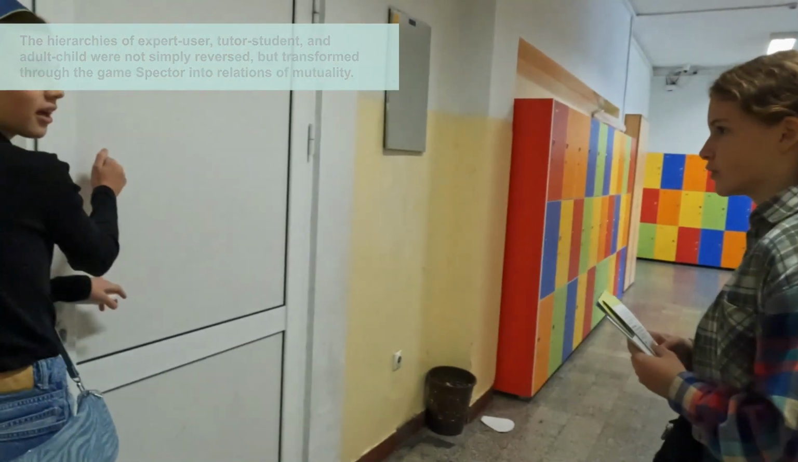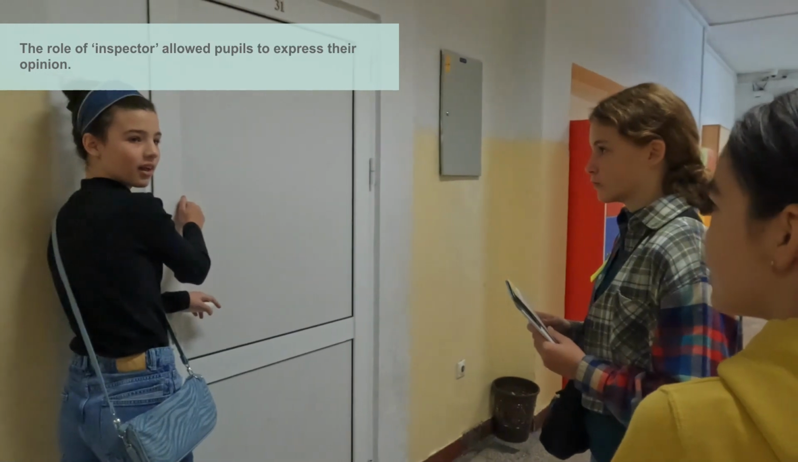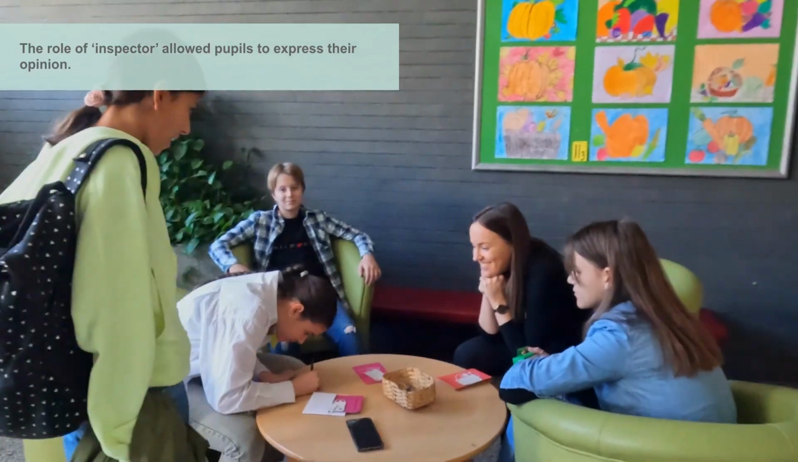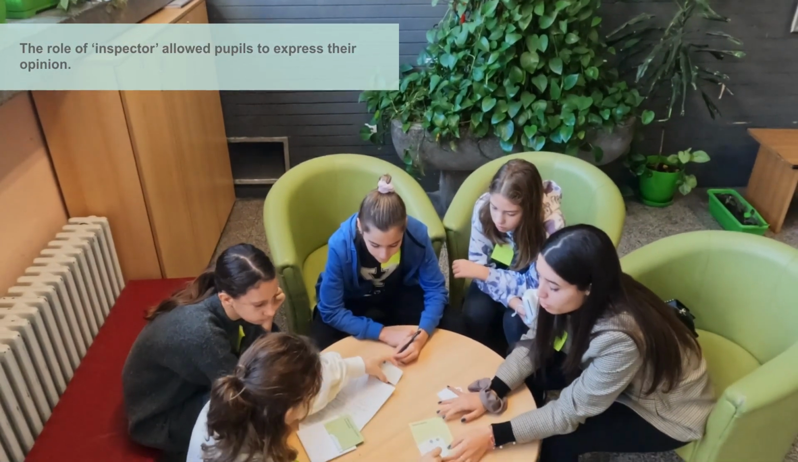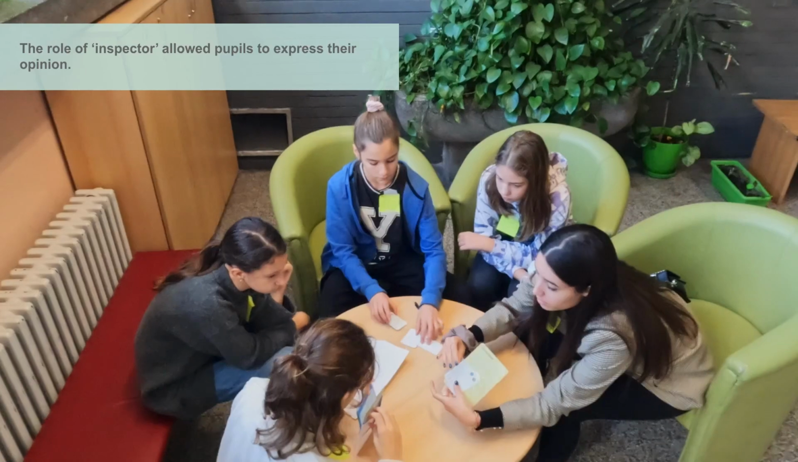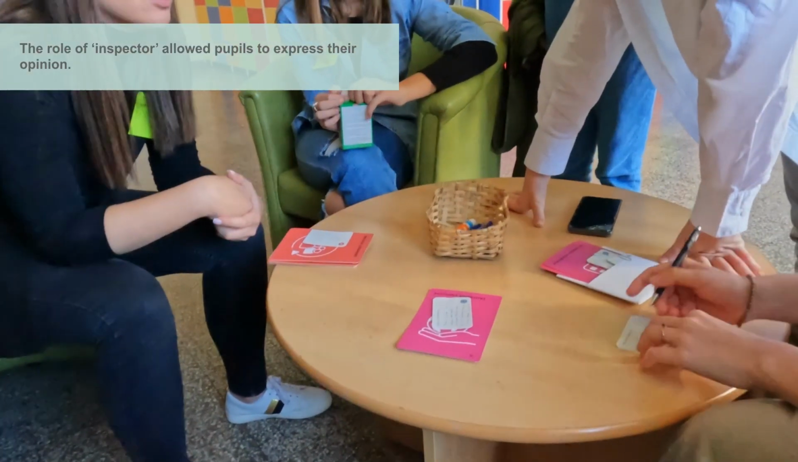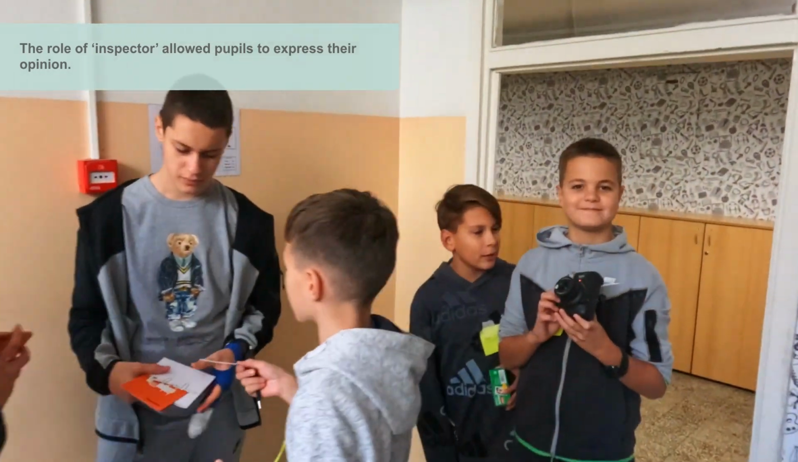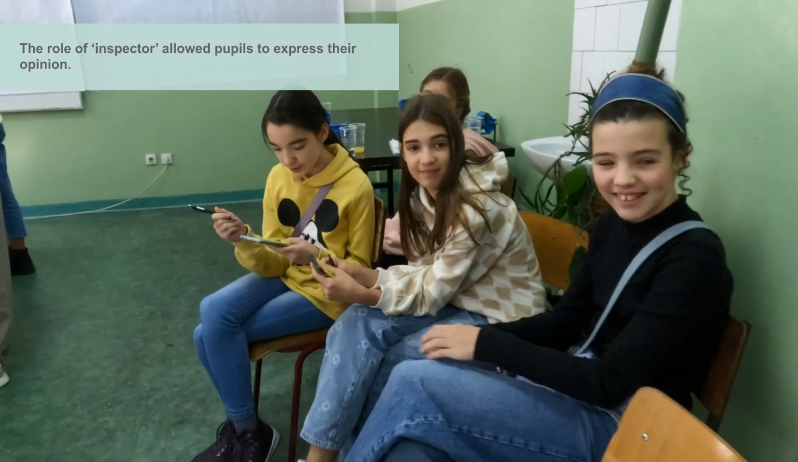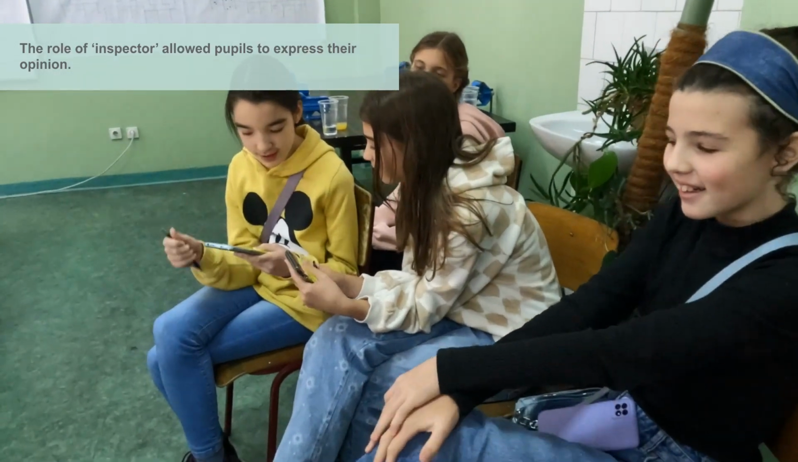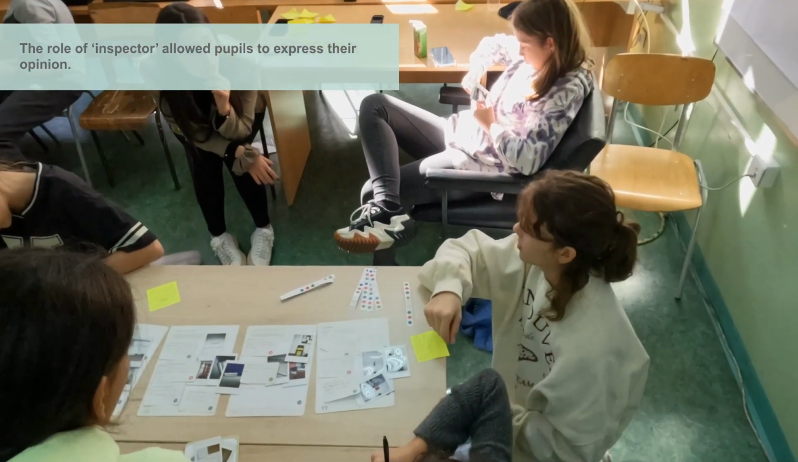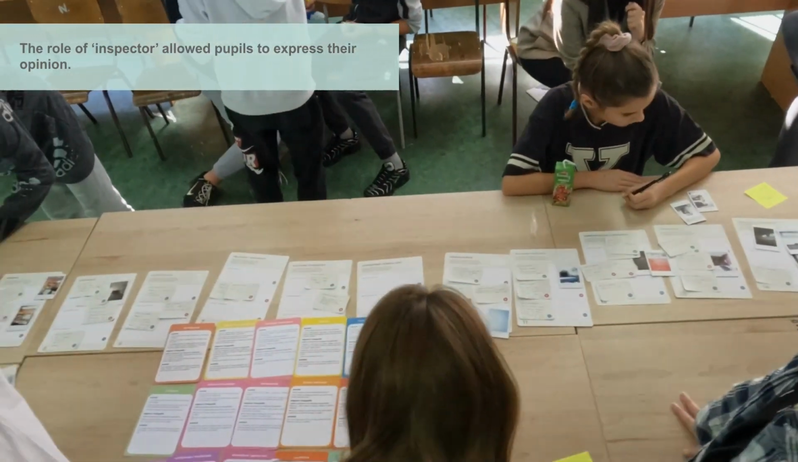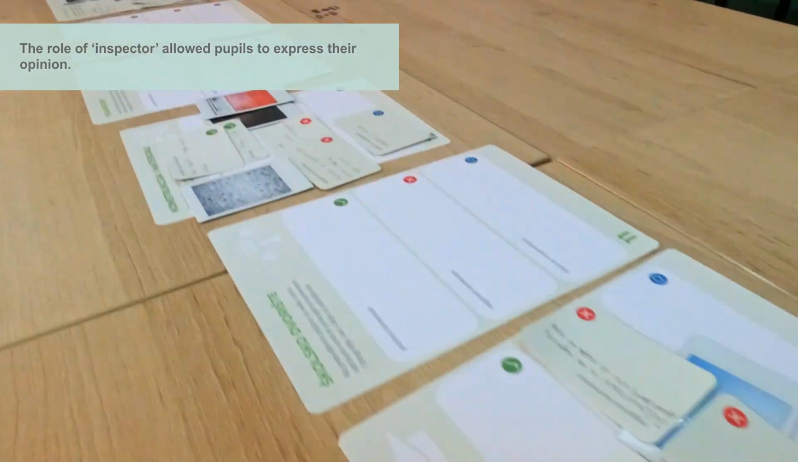Also, the role of inspector within the game allowed pupils to express their own opinion. Taking the role of inspector was quite important for the younger pupils, for example, age 11 and below, and especially in settings such as Serbia, where students' voices are rarely heard. In Serbia, the Spector game was the first systematic exploration of students' opinion about learning environments. By taking the role of inspector, pupils could express their own opinion while not explicitly using the phrase "I think", so this took the pressure off the pupils and liberated them to say what they thought and felt.